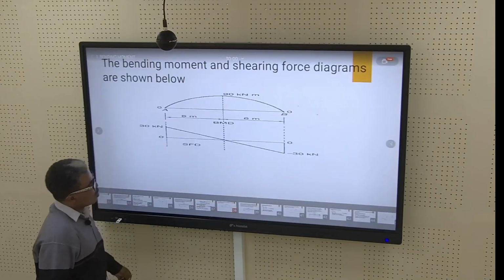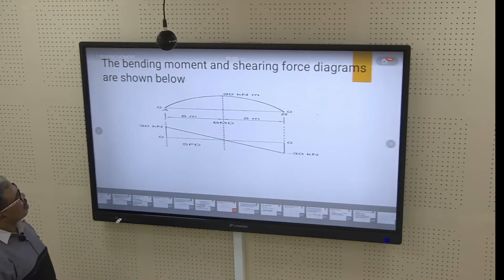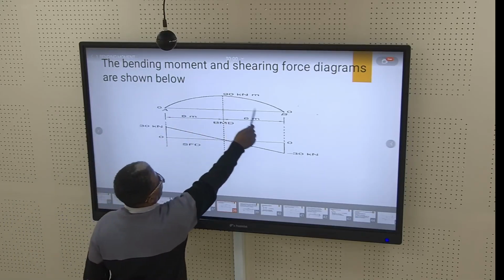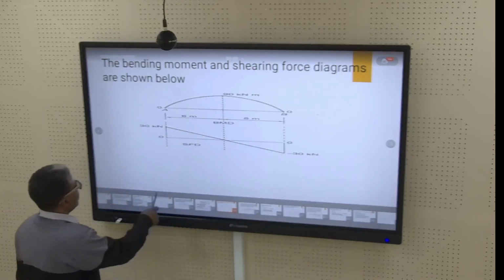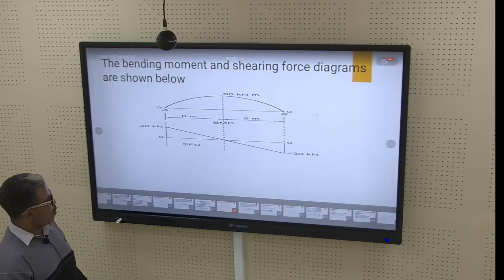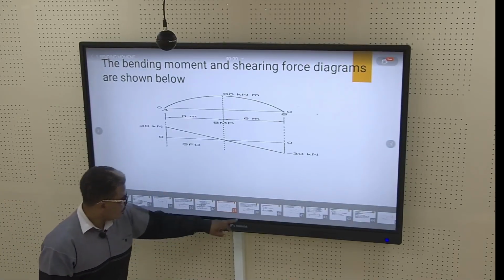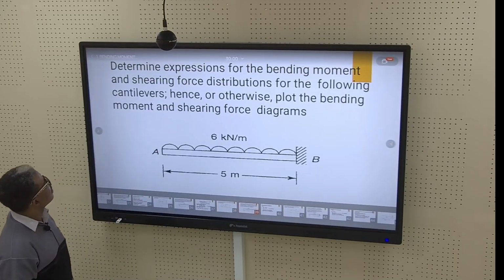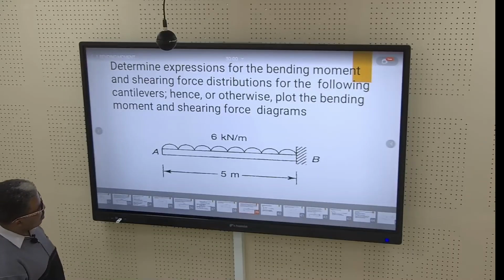So the diagram looks like this. It becomes a parabolic shape, and the 30 positive, 30 negative downwards. Another one. A cantilever here.